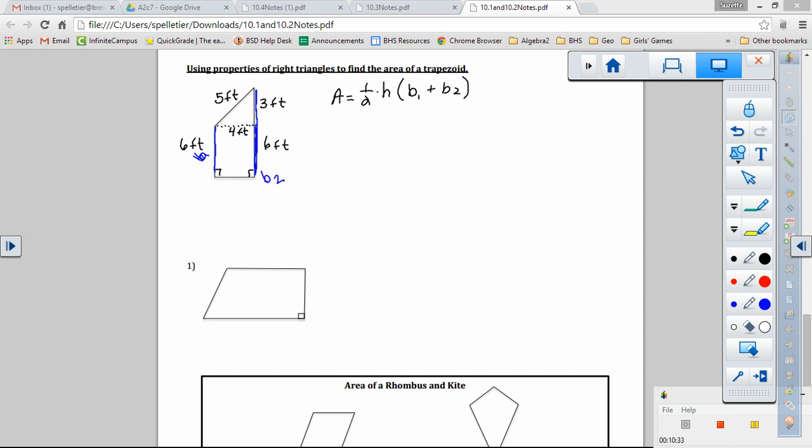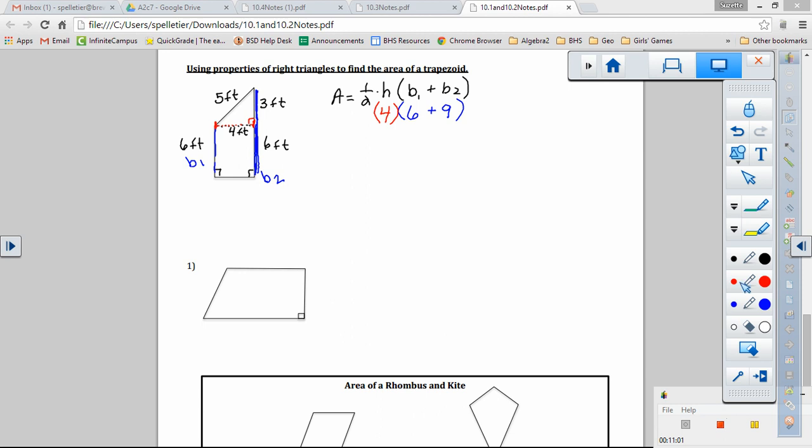Okay, so let me fix base 1 because that looks really sloppy and we can't even tell what it says. So base 1 is 6 feet. Base 2 is going to be the combination of 6 feet plus the other 3 feet, so 9 feet for base 2. The height of this particular trapezoid, the shortest distance top to bottom between the two bases that forms the right angle, is 4 feet.